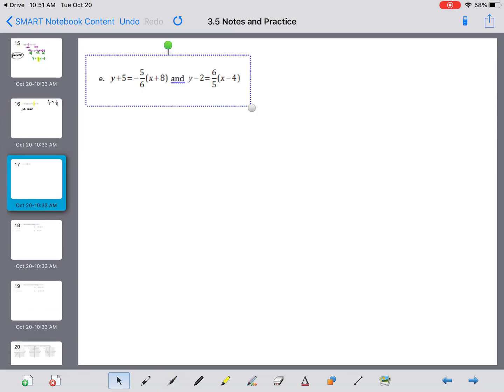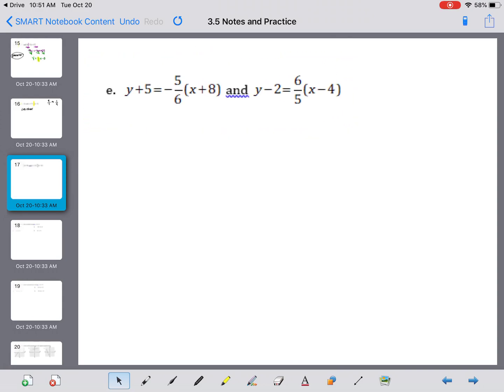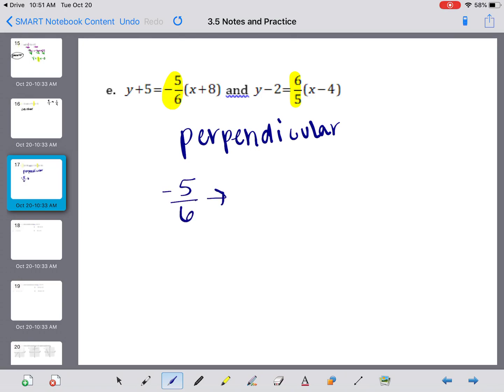If we take a look at E, again, this is in point slope form, so look at the numbers in front of the parentheses. These would be perpendicular. They're opposite reciprocals. One's positive, one's negative. And if we find the opposite reciprocal of negative 5 over 6, it should match 6 over 5. So when we flip it, we get 6 over 5. The original is negative. The new one is going to be positive. It matches. They are opposite reciprocals of each other.